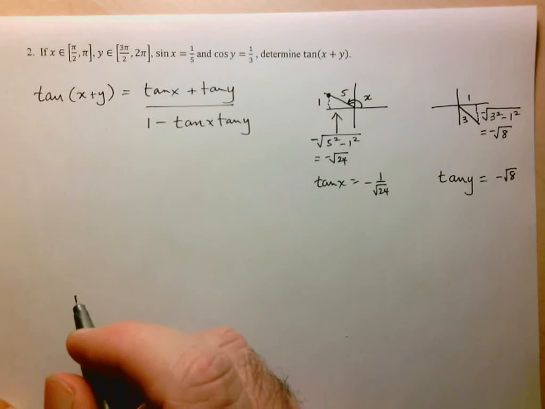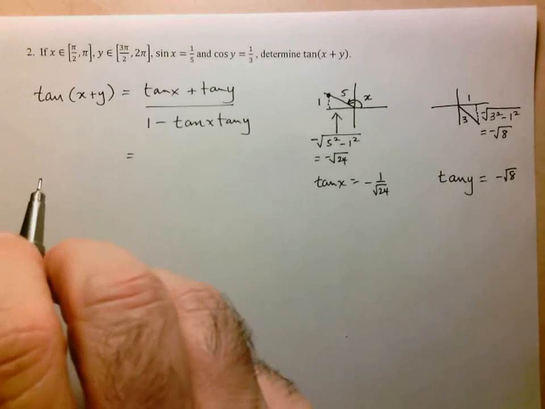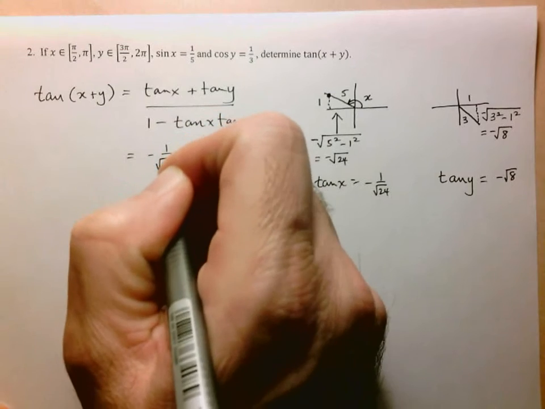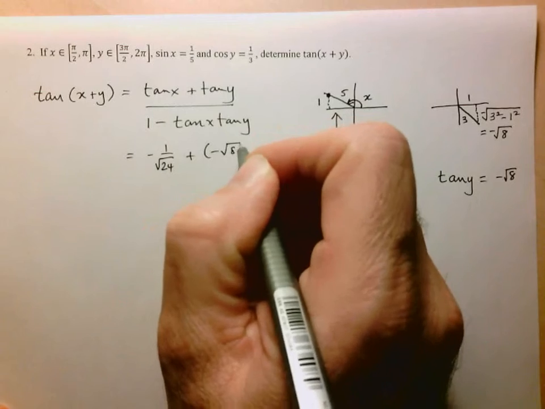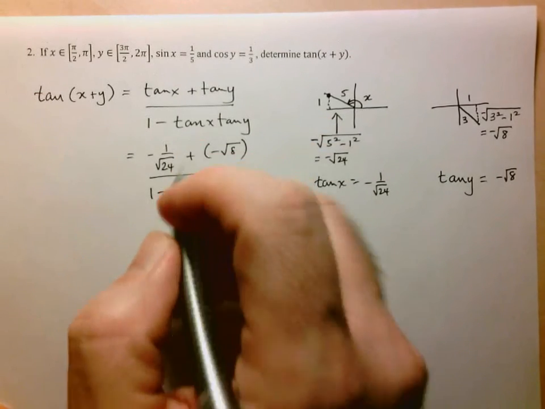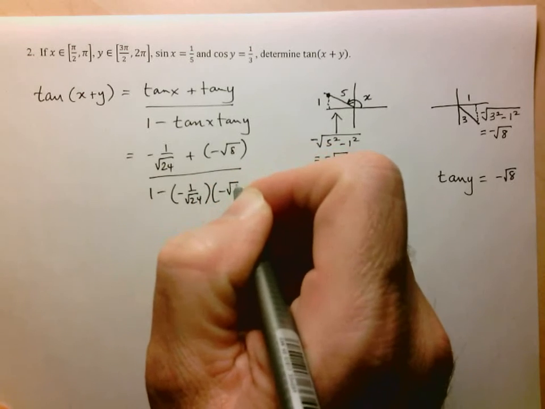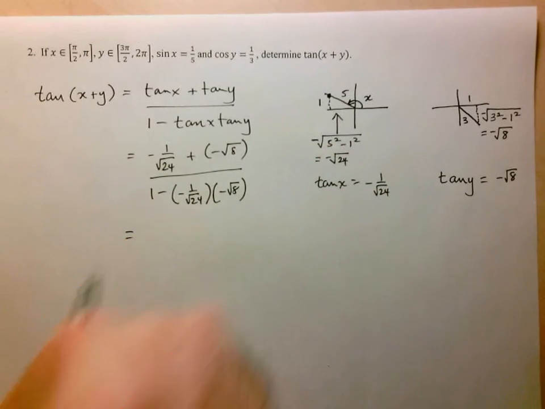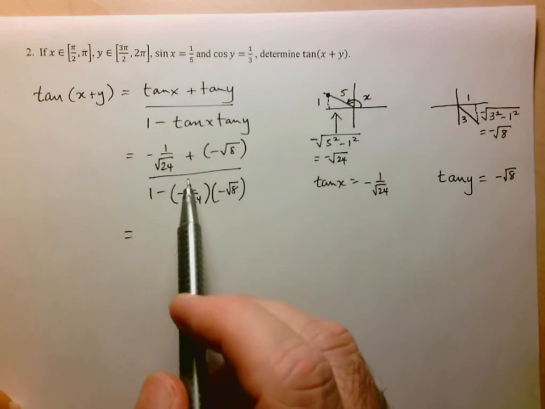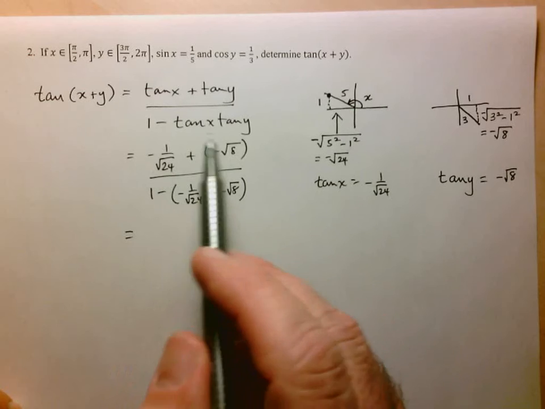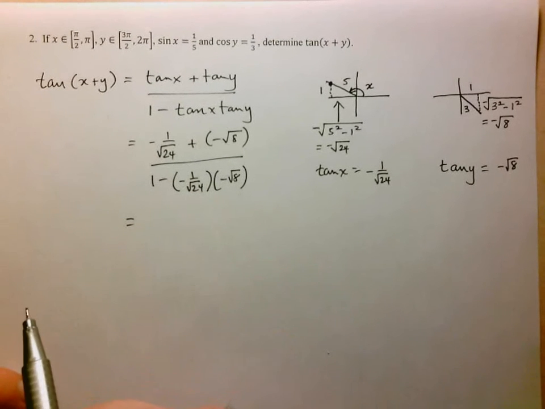Now we've determined everything we need to calculate tan of x plus y. It's just a matter of inputting everything in here. We have tan of x, which is negative 1 over root 24, plus tan of y, which is negative root 8, all over 1 minus tan of x times tan of y. At this point, the last part is just to simplify this. The reason why I don't accept this as a final answer is I really don't want to see fractions inside of fractions. But I'm not going to worry about necessarily simplifying all these square roots.